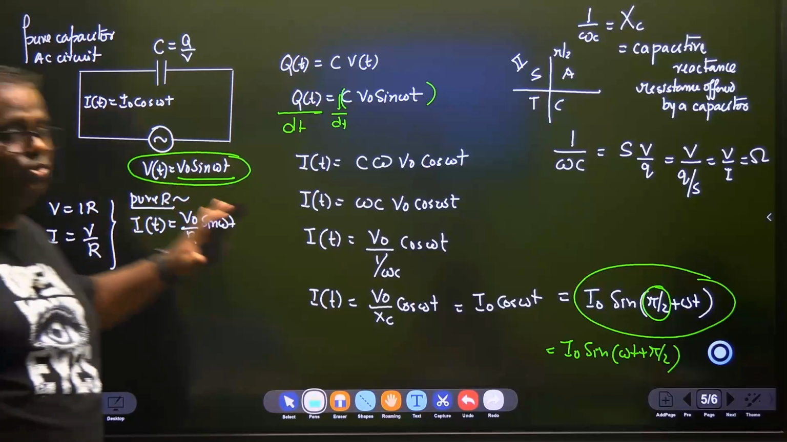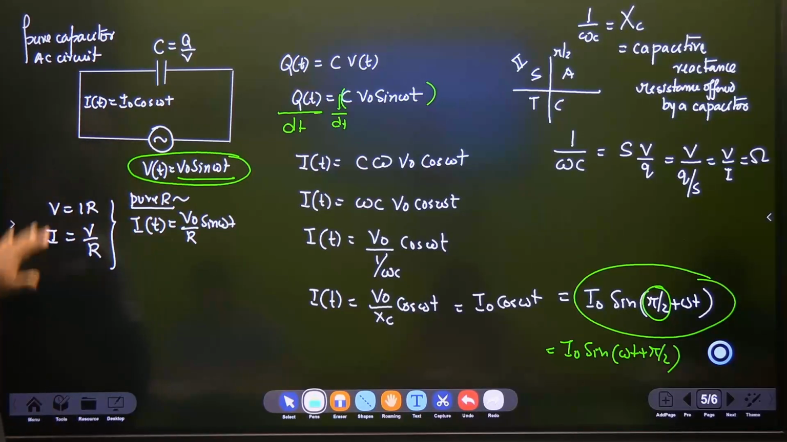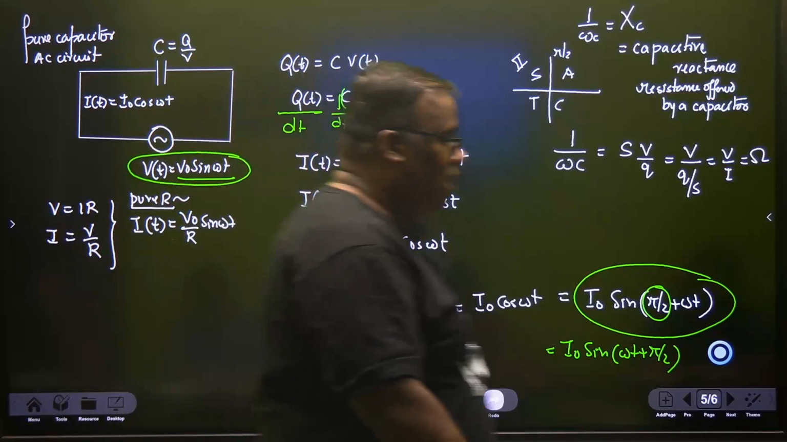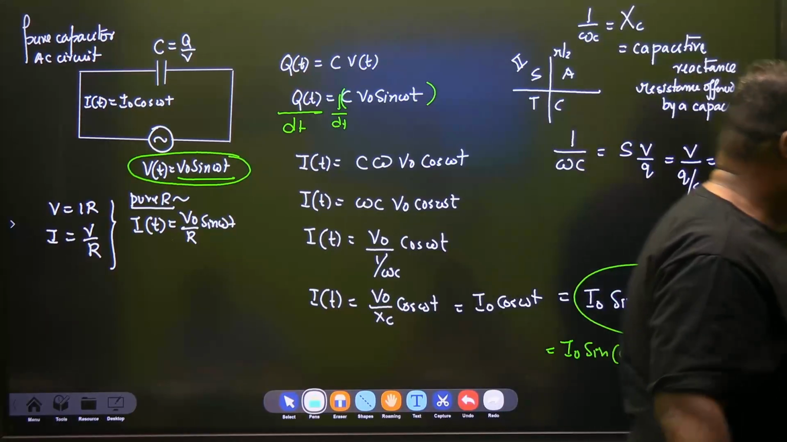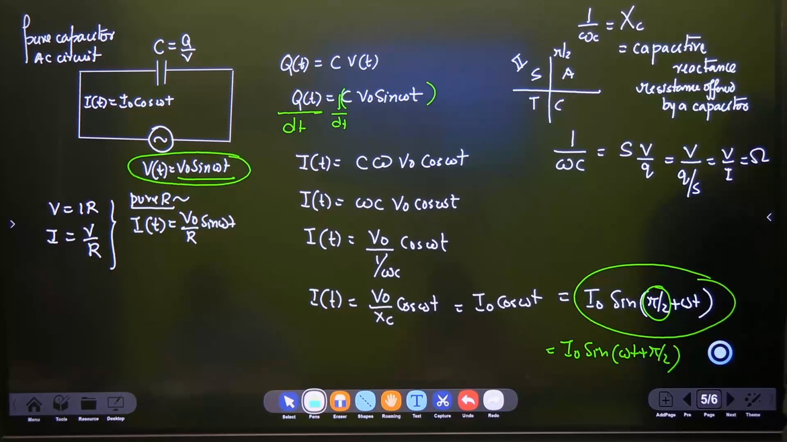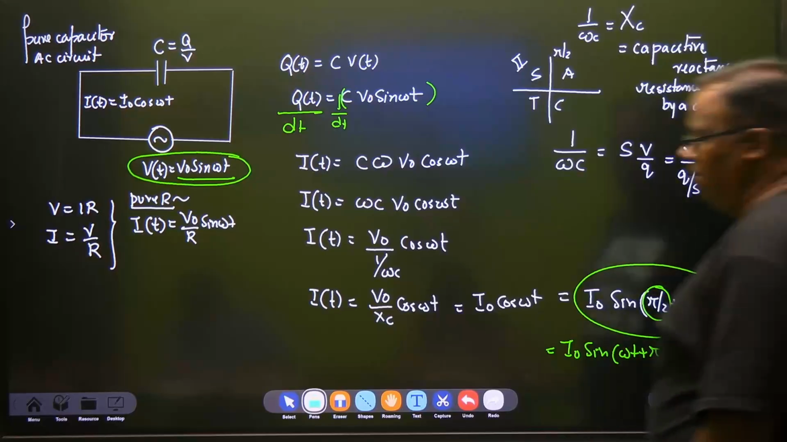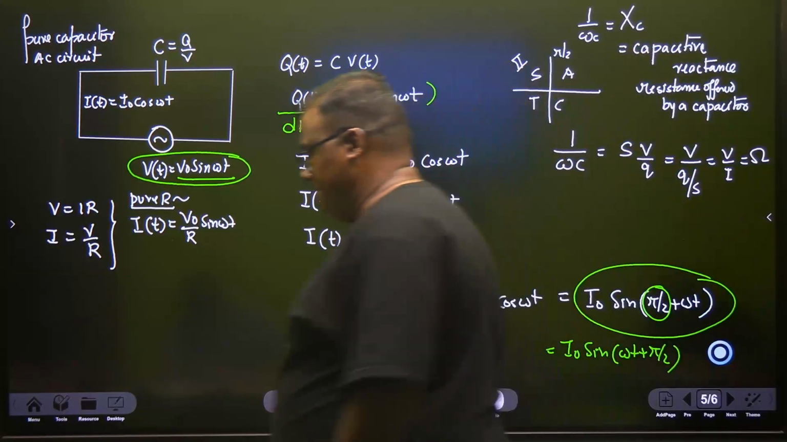Everywhere we have to show. So you got a pure capacitor. You write down in your note that in a pure capacitive circuit, the current leads the voltage by a phase difference of 90 degree or pi by 2. Current leads the voltage by a phase difference of 90 degree or pi by 2. Understood?